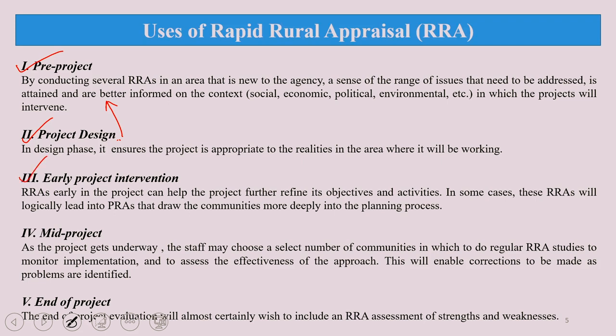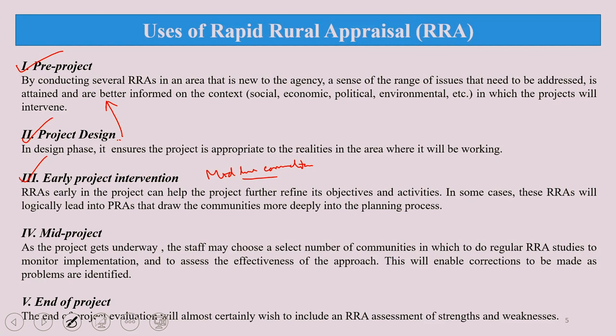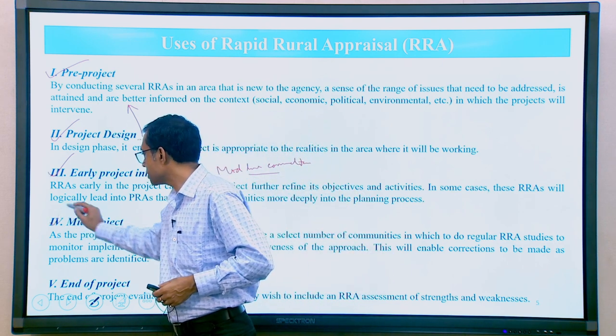Then we come to the next phase, early project intervention. In case of RRAs, early in the project they can help the project further refine its objectives. In some cases, we call it mid-level corrections or mid-project corrections. So, you will have an opportunity to correct your actions or processes during the early project intervention. In some cases, these appraisals will logically lead into PRA, which is actually a larger technique of doing appraisal of any area. Next comes your mid-project phase.